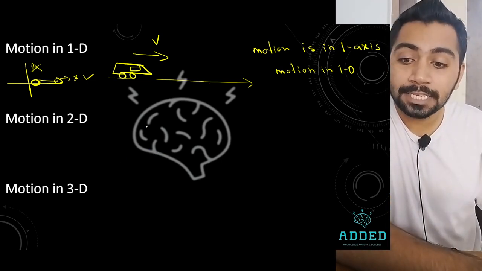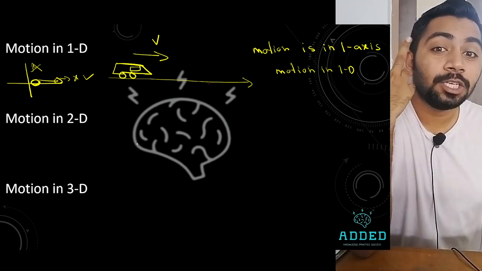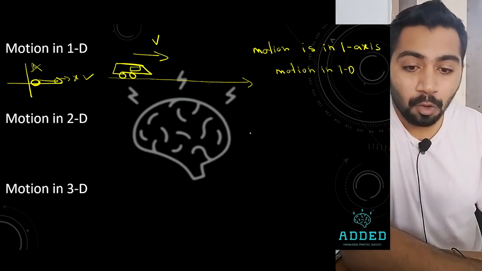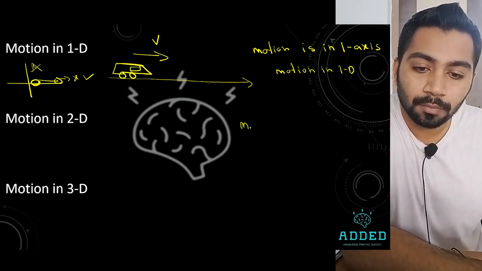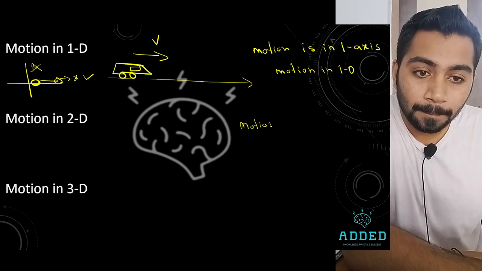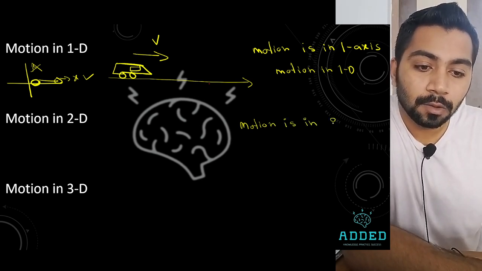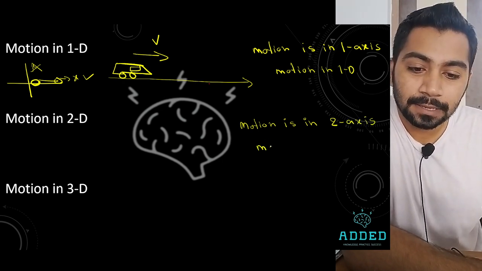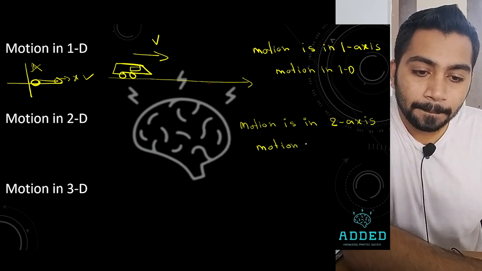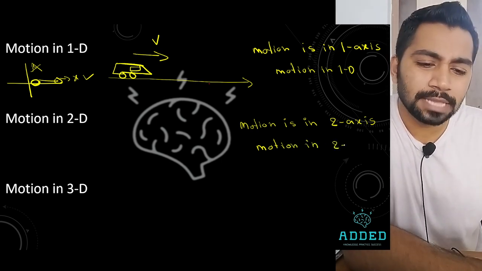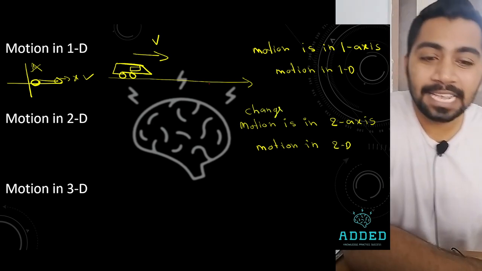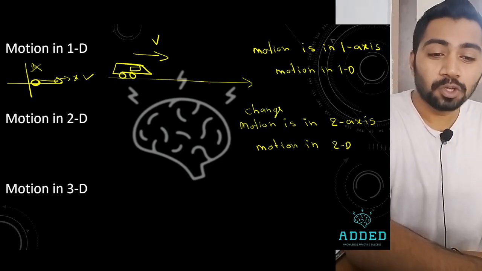Now two dimensions. What is this two dimension? Change in two axes. One axis, two axes. Now, I will write the definition. Motion in two axes is called, whatever, change in two axes is called motion in two dimensions.